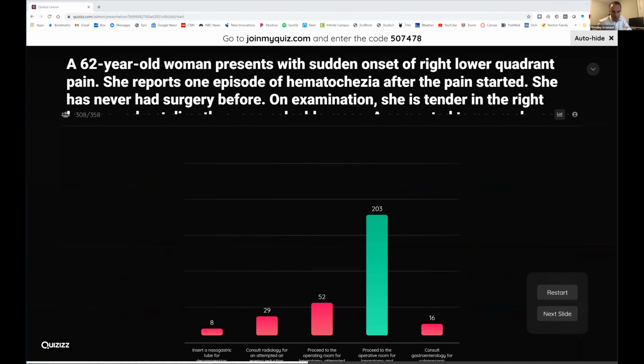Okay. Looks like it's working, tracking the answers for my section, which is good. So the correct answer is to do the ileocecectomy, right? And I think a lot of people got that.